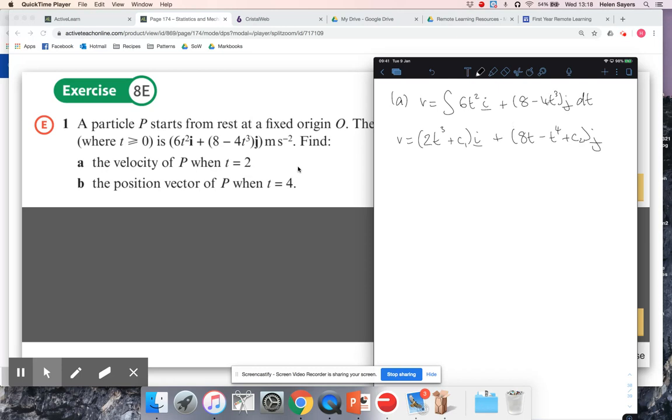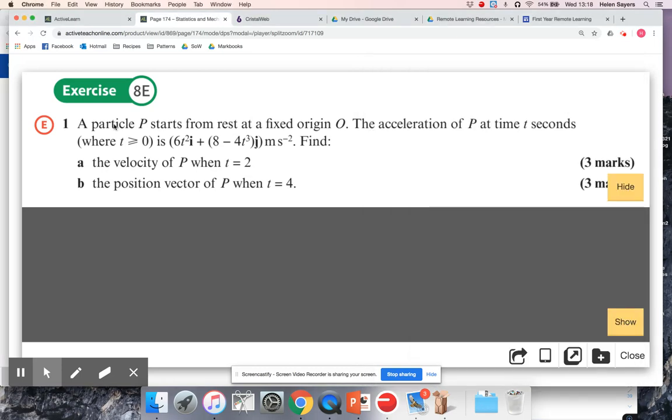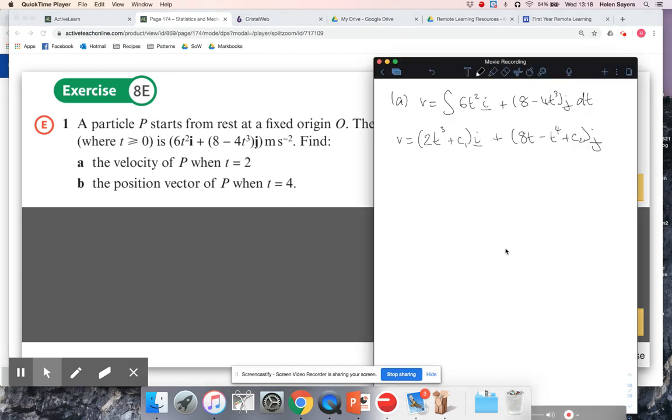Okay, so find the velocity when t is 2. If I read back through the question, it says a particle starts from rest. So that is how I am going to find those two constants, or that constant vector. If it starts at rest, when t is 0, v is 0. So 0 is 2 times 0 cubed plus, sorry, I should say I, not c.